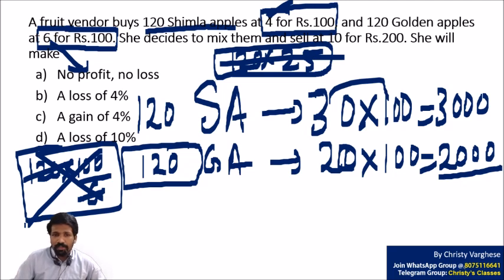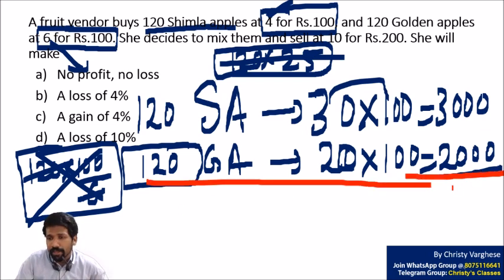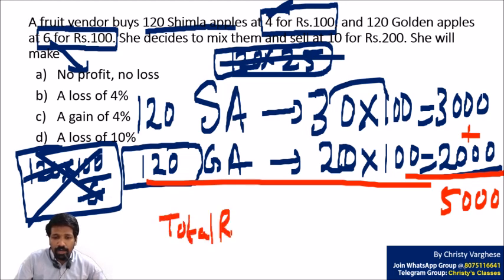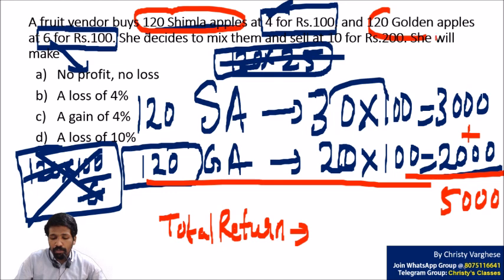Anyway, 3000 invested on Shimla apples, 2000 invested on golden apples. Now you have to analyze the return, because investment and return. First of all, the total investment will be 5000. Now we want to find the total return. The fruit seller mixed the Shimla apples and golden apples, 120 Shimla apples and 120 golden apples. She decides to mix. That means total 240 apples she is mixing.